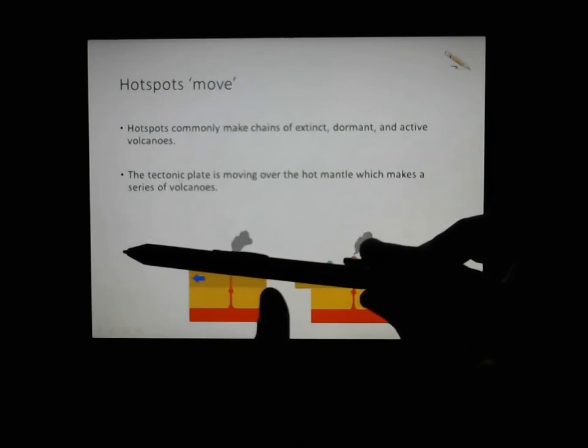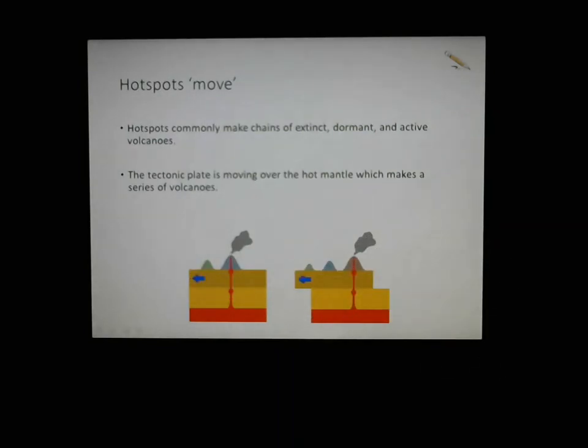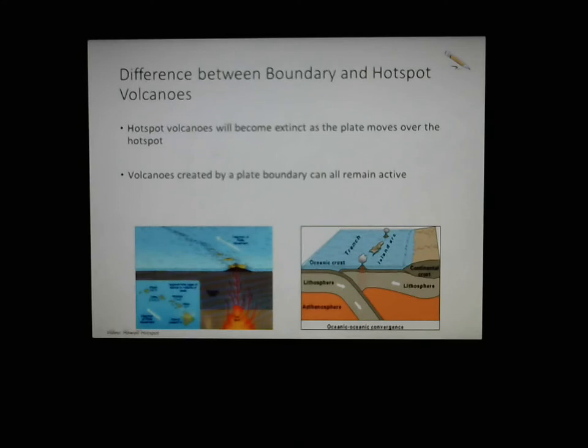And so there is a really important difference between our two different types of volcanoes. We know something is a hotspot volcano if we have a chain of extinct into dormant into active volcanoes, while volcanoes that are made by a plate boundary, until those plates completely go under, subduct under each other, which isn't really happening in our lifetimes, these are very long processes we're talking about. Those volcanoes will always remain active in that area.